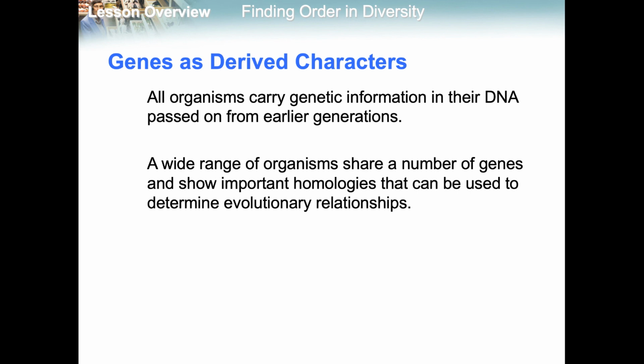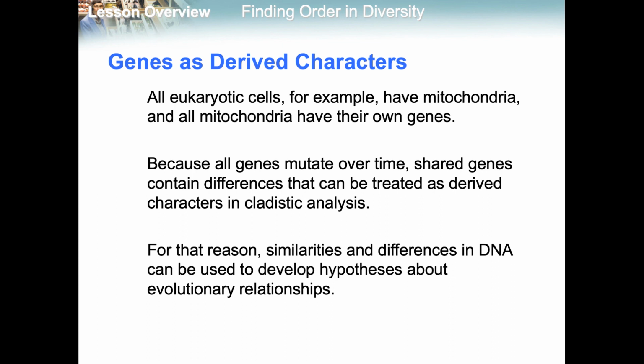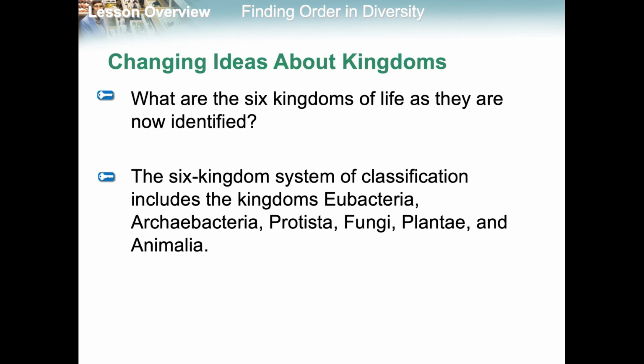So all organisms share information in DNA passed on from earlier generations. And as we keep evolving, we get further from that relationship of that common ancestor. All eukaryotic cells, for example, have mitochondria, and all mitochondria have their own DNA. You can follow how far back your mother's DNA went because of the mitochondria. You get your mitochondria from your mom. All genes mutate over time, and shared genes contain differences that can be used as derived characteristics. So similarities and differences in DNA can be used to develop hypotheses of the relationships.